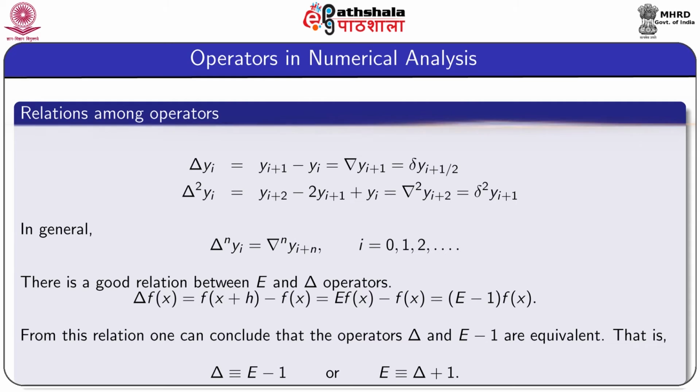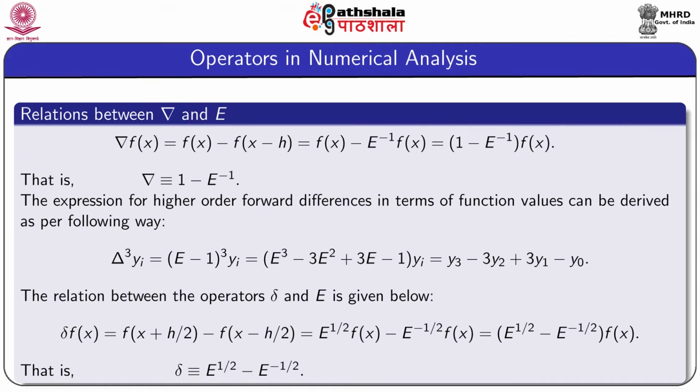And there is a very interesting relation between the shift operator E and the forward difference operator Delta, which is obtained in the following way. Delta f(x) equals f(x+h) minus f(x), and the first term is nothing but E f(x) minus f(x), which is equal to (E minus 1) f(x). That means we see that the Delta operator and the E minus 1 operator are equivalent. That is, we can write Delta equivalent to E minus 1, or after rearranging, E equals Delta plus 1. So, these are the relations between the shift operator and the forward difference operator.